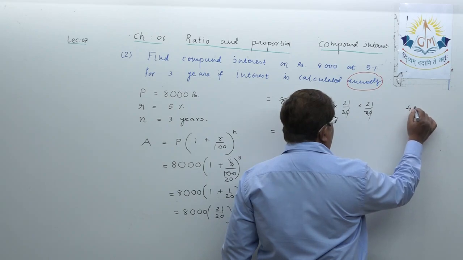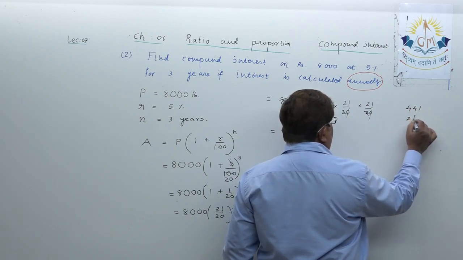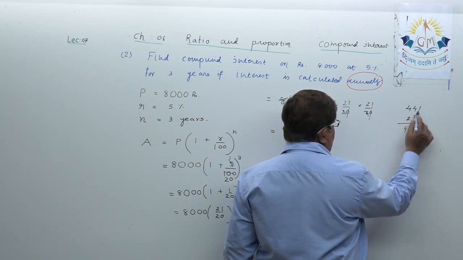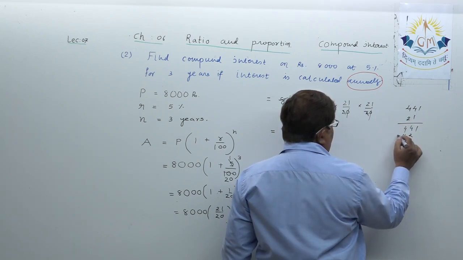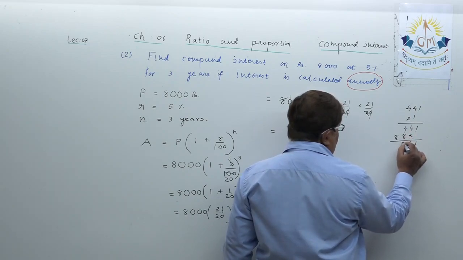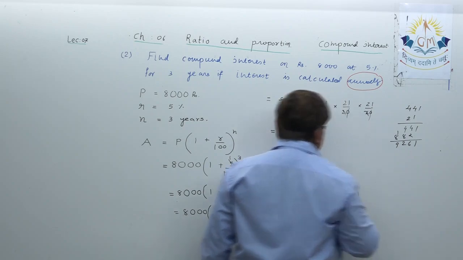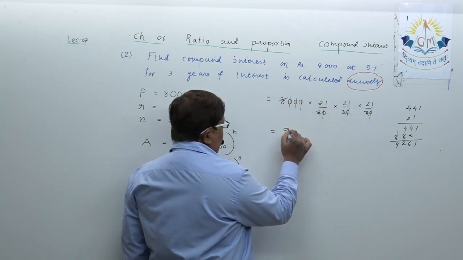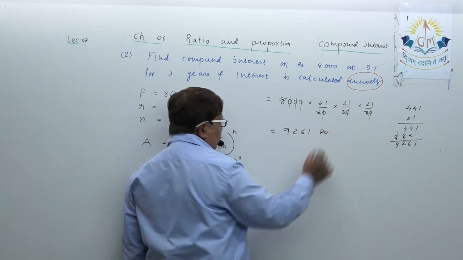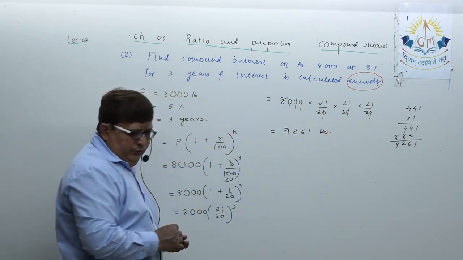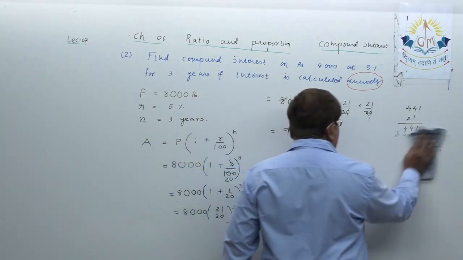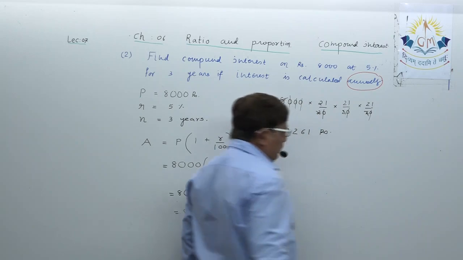Let us do it quickly. 441 into 21. This is 441 and then 2, 8, 8. Okay, just add it. 8 plus 4, 12. Okay, this is you got 9261 rupees. This is the compounded amount you got.